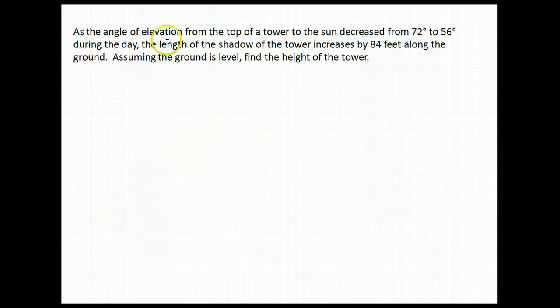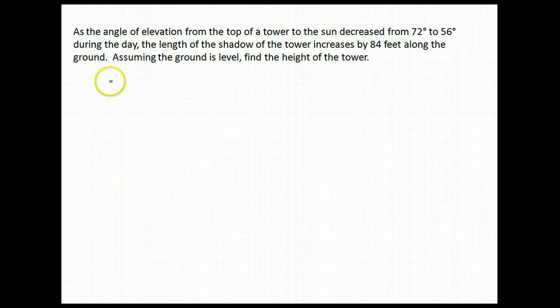Okay. In this application problem, we're asked: as the angle of elevation from the top of a tower to the sun decreased from 72 degrees to 56 degrees during the day, the length of the shadow of the tower increased by 84 feet along the ground. Assuming the ground is level, find the height of the tower. So let's take a look at what this might look like.